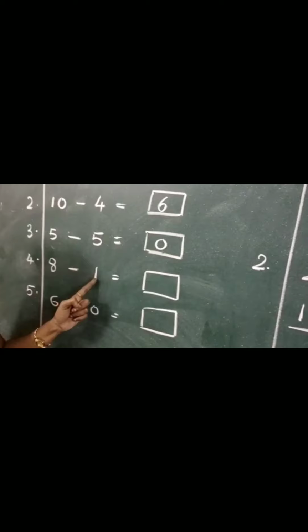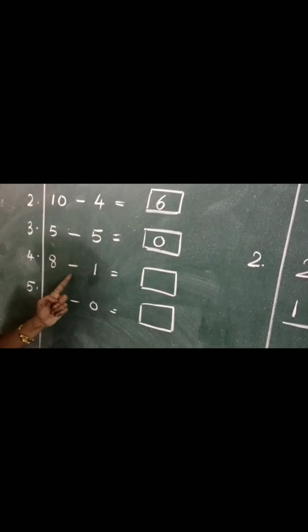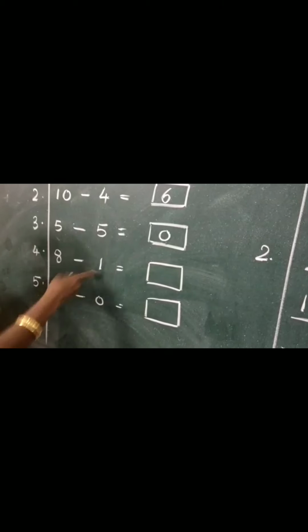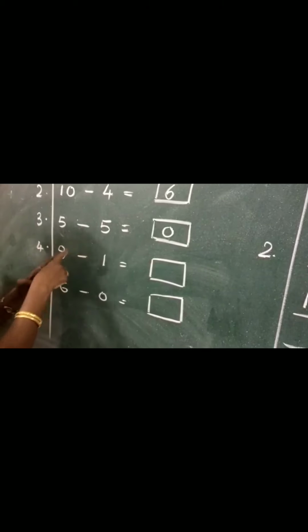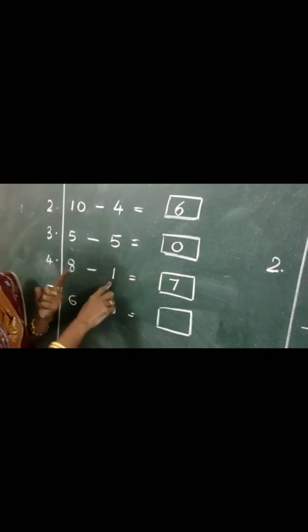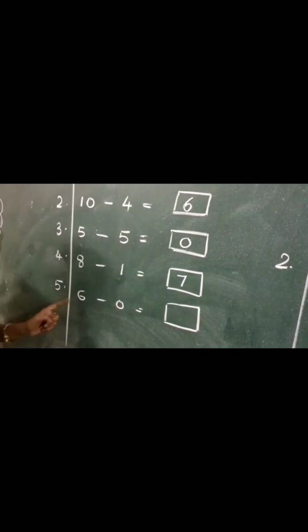So 8 minus 1. Usually for addition also, when you add one number, you will get the next number. Here also, when you subtract one number, you will get the before number. So 8 in the mind and 1 in finger. 8 before is 7. So you get the previous number. When you subtract with 1, you get the previous number here.